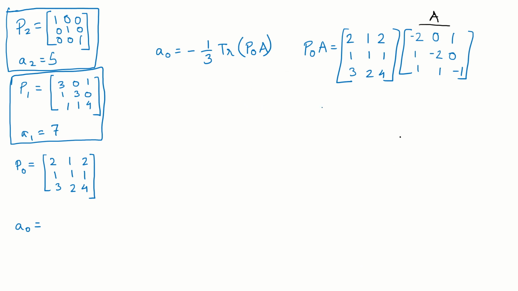Now P0A we have to evaluate. I guess already some of you have done this. So minus 4 plus 1 plus 2, that would be minus 1. So P0A we are evaluating.